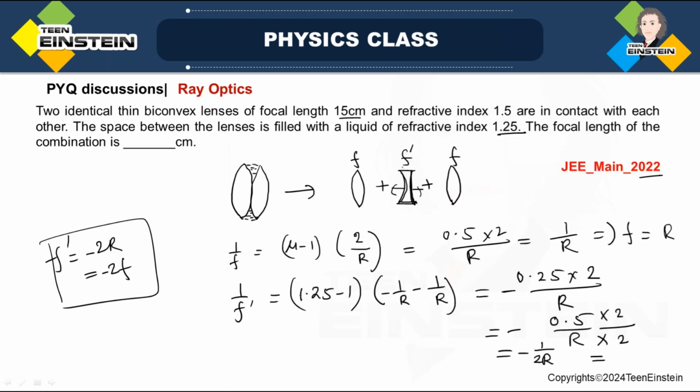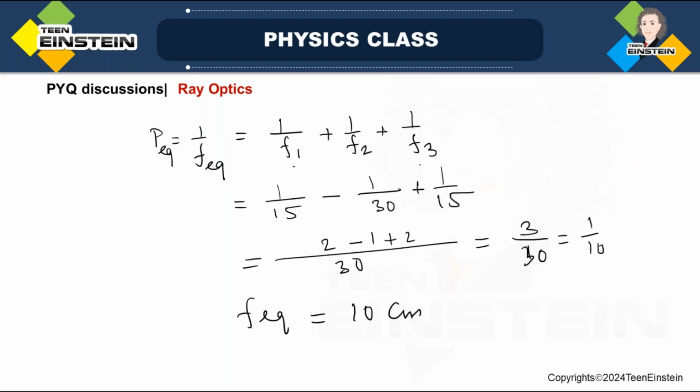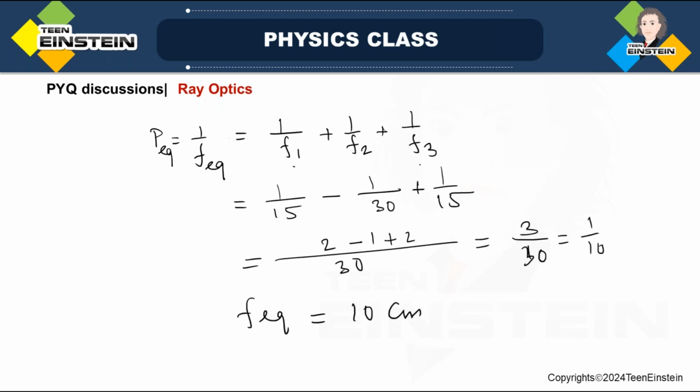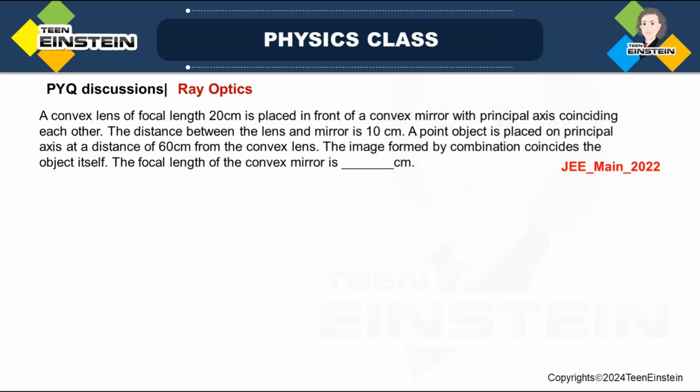Okay, this is a positive integer question, so this is actually the answer. The focal length of the combination will be 10 centimeter. Okay, so this is how we have to solve this problem. This kind of problem we solved yesterday also, so I hope you have understood it better today. So let us go to the next problem.